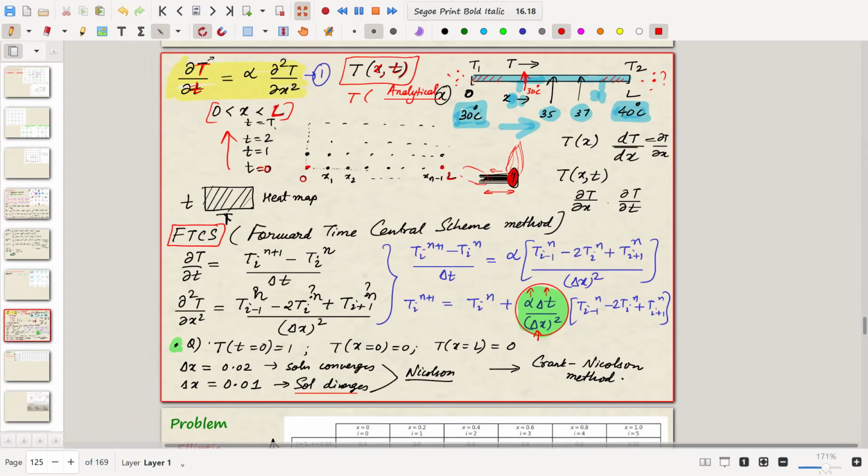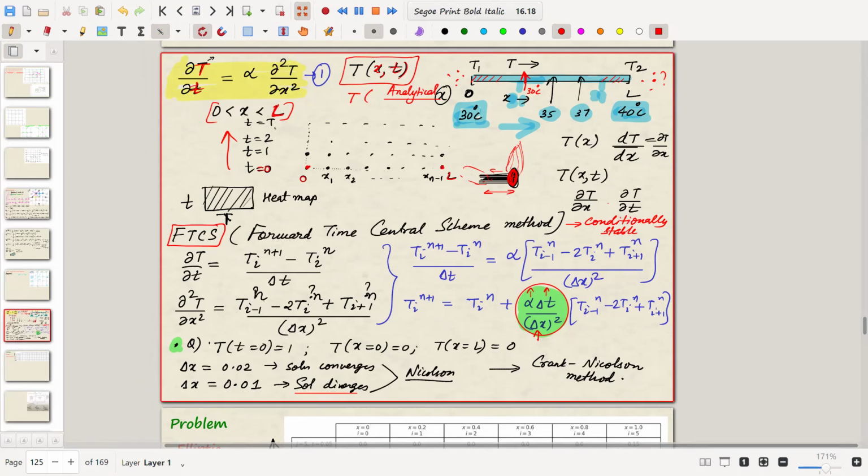That means whatever step size you take, it is not guaranteed that the solution will always converge. There are some conditions where the solution will converge, and some conditions where it will not. We will derive it today. So this method, FTCS, is conditionally stable. Depending on a particular condition, the scheme is stable, meaning it will work.